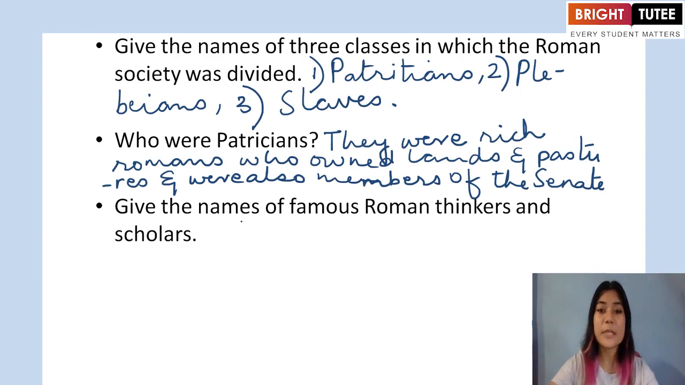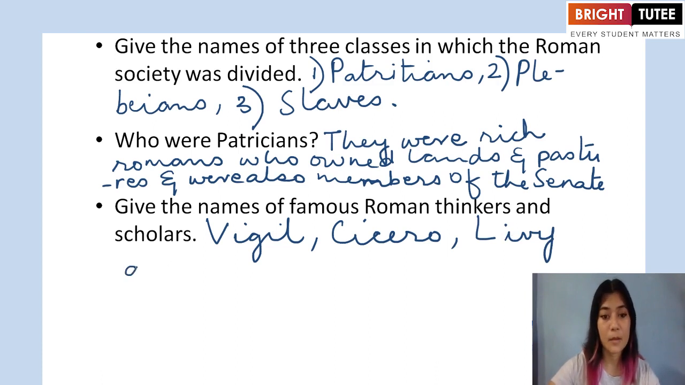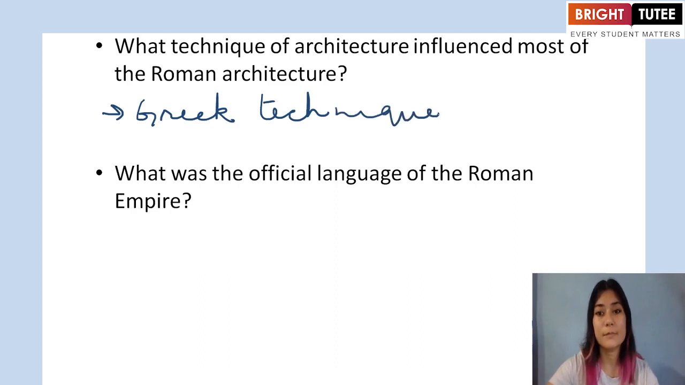The next question. Give the names of famous Roman thinkers and scholars. So some of the names are Virgil, Cicero, Livy, and Plutarch. Alright? The next question. What technique of architecture influenced most of the Roman architecture? So it was the Greek technique. Alright? The next question. What was the official language of the Roman Empire? It was Latin.